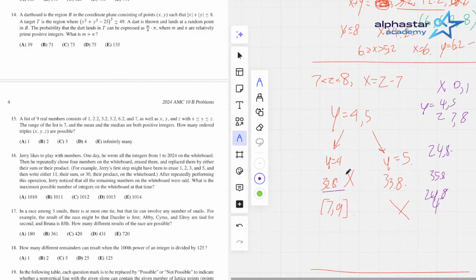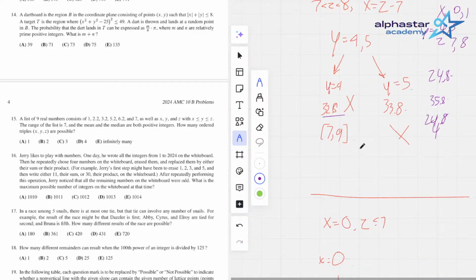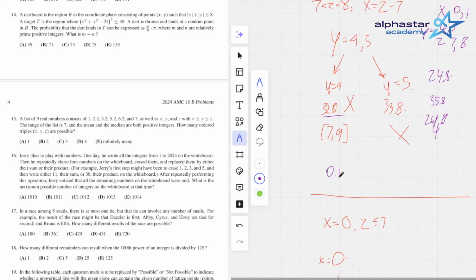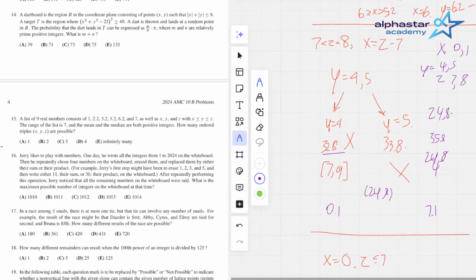If y equals 4. Oh wow. 7y... 1 minute, 7z is 8. So I think like 0.1, 7.1, 24.8, and then the number in the middle is 2, 3, 4. That gives us 11.2. Adds up to 36, so that works.